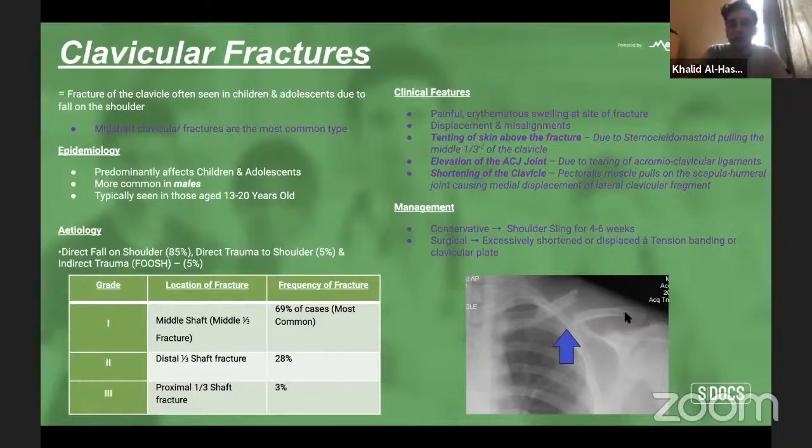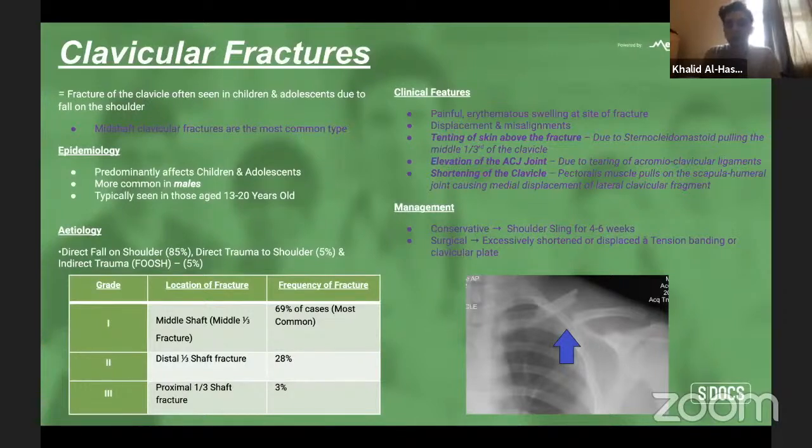And then you will also see that there will be shortening of the clavicle. The reason why there is shortening is because you tend to see that the pectoralis muscle starts to pull on the scapulohumeral joint, which is found obviously at the back of your shoulder and the top of your humerus. And generally what it causes is medial displacement of the lateral clavicular fragment, bringing it more medially, and therefore as a result it will seem as if the clavicle is actually shorter than usual.